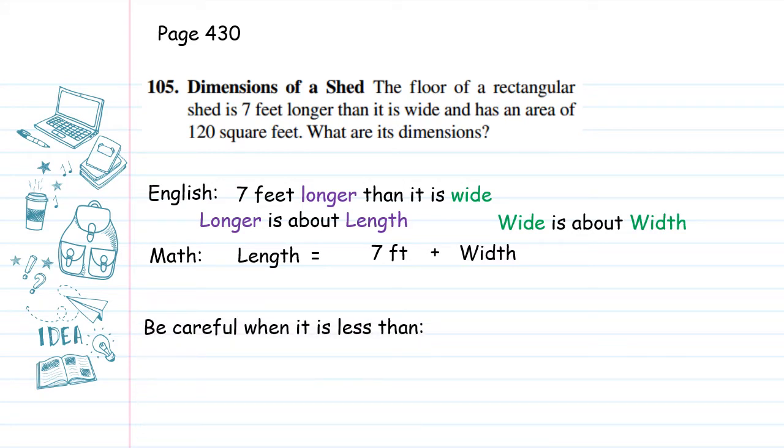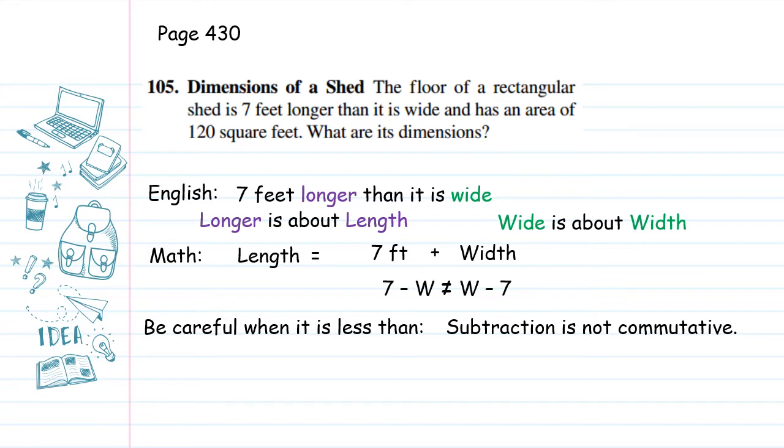Now I just want to warn you that it's different when the problem is stated as less than because subtraction is not commutative. You will see that 7 less the width is not the same as the width less 7. So if it said it's less than 7 feet, you'd have to say it's 7 feet less than the width would be negative 7 plus the width. The expression that you really want is the width minus 7 is the length.